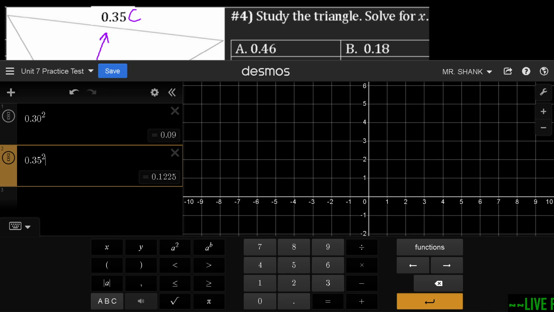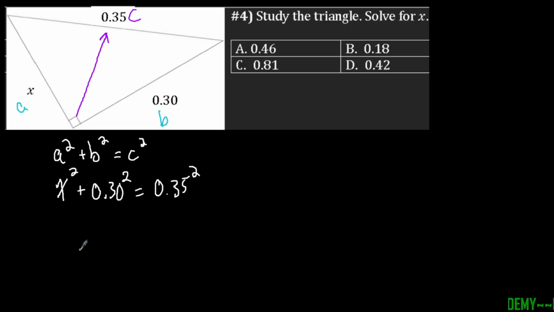So let me take these values back over to our answers. Let me write this down quick. So we said, okay, we have x squared is still the same, plus 0.09. Let me double check that one. Yep, and we have equals 0.1225. Let me double check that one as well. Yes, okay.